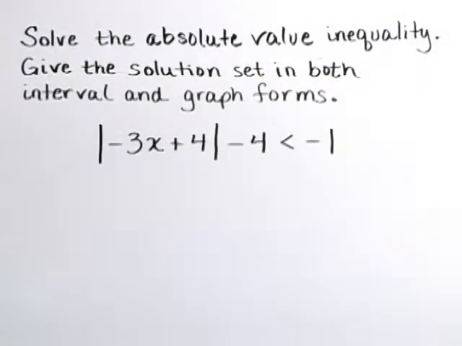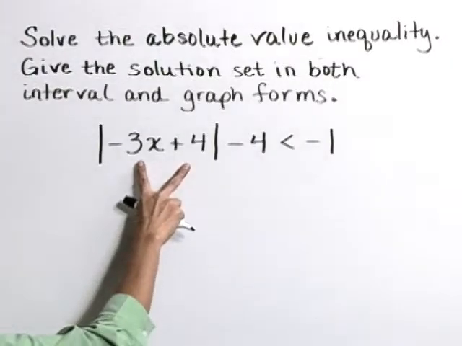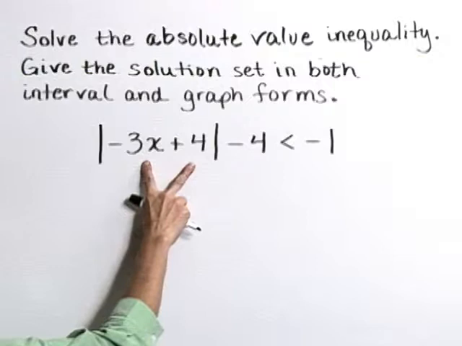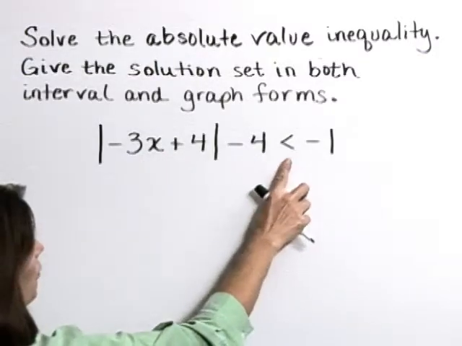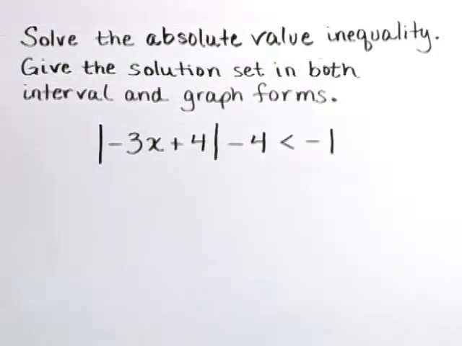Solve the absolute value inequality. Give the solution set in both interval and graph forms. We have the absolute value of negative 3x plus 4, minus 4, is less than negative 1.